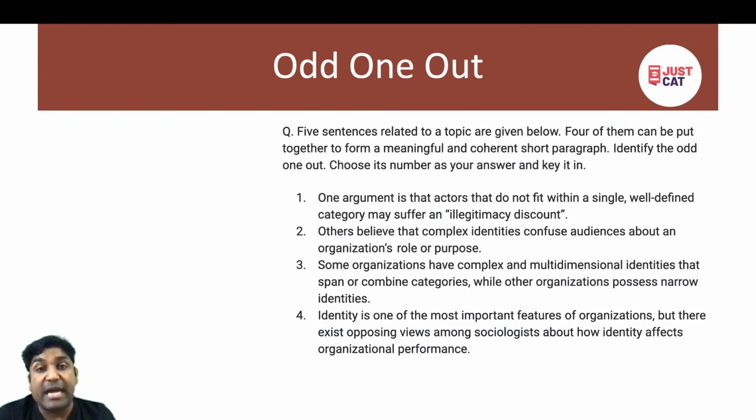One argument is that actors that do not fit within a single well-defined category may suffer from an illegitimacy discount. Illegitimacy discount. It's a financial term, basically. So it says that actors that do not fit within a single well-defined category may suffer an illegitimacy discount. Illegitimacy means when something is illegal, not legal. So let's read further. And this actors can mean actual film actors also, and they can also mean that we are talking about certain factors or certain attributes or certain aspects which are responsible for another effect. We don't know about it.